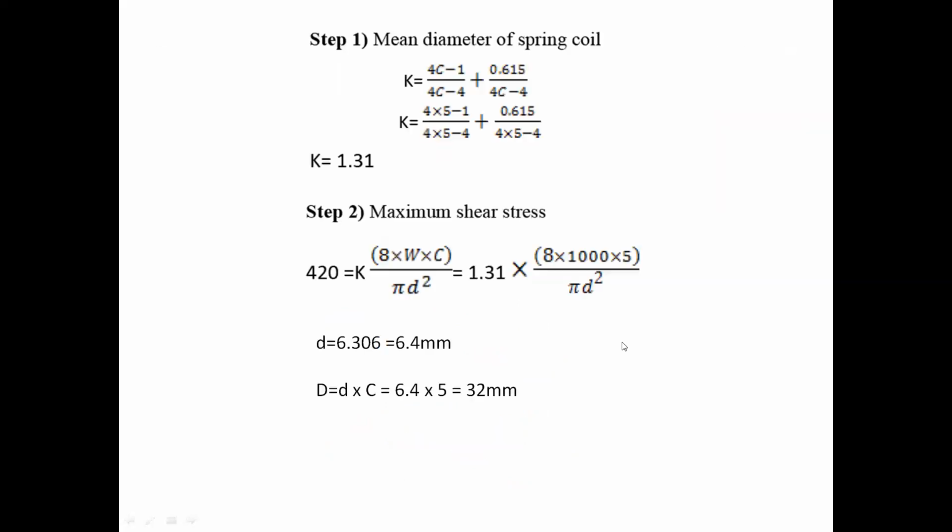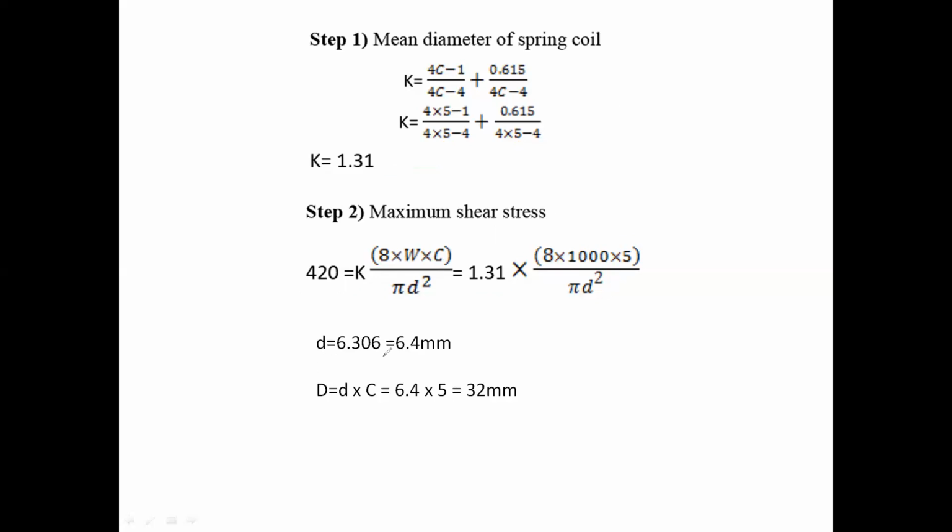So in front of you, the first step is to find K or KW, that is our Wahl's correction factor. In this, the value of C is 5, so we just put this 5 here. If I put the value of C as 5, then we get 1.31 as the wall correction factor. From our equation of shear stress, if I put the shear stress, the wall correction factor, the load, and the spring index, then we can get the value of d. So we have to find the value of d.